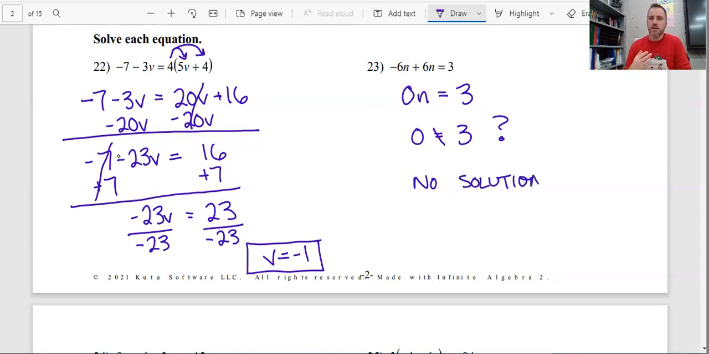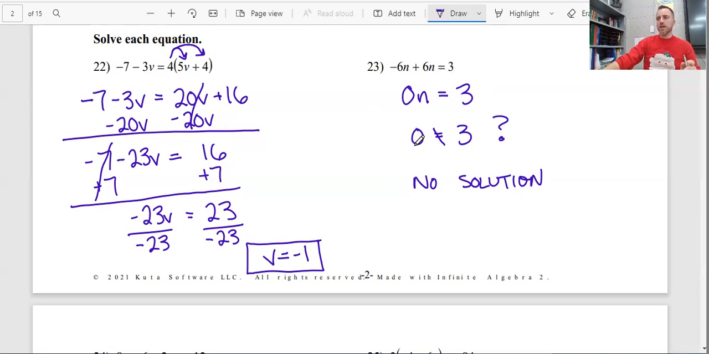There's nothing I can plug in for n and turn this into a true statement. If I try to plug in a 2, then I'd have -12 plus 12 equals 3. And that's just not true. So there's no solution here. If you end up canceling out all of your variables and you have a false statement, then there's no way that could be solved. There's no value of n that could make this true, so there's no solution.